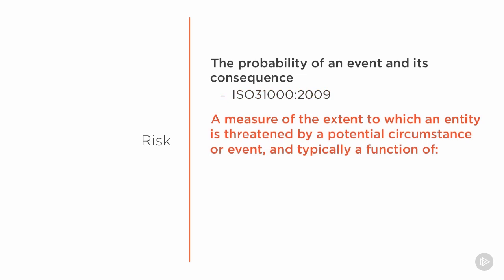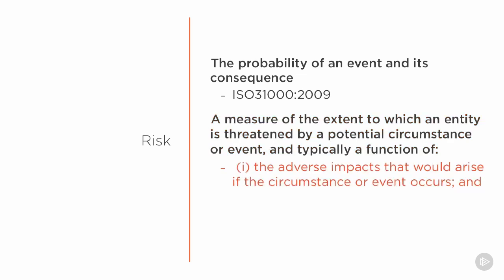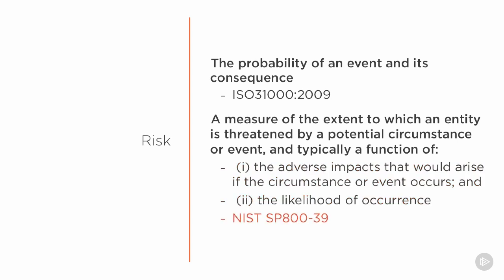There are others that indicate that risk is the measure of the extent to which an entity is threatened by a potential circumstance or event, and is typically a function of several components. One, the adverse event impact that would arise if the circumstance or event were to occur, and two, the likelihood of that occurrence. This is defined in another well-known document, the NIST Special Publication 800-39.